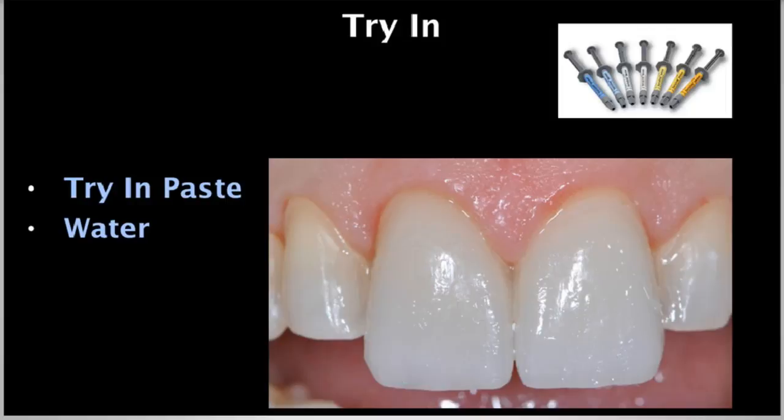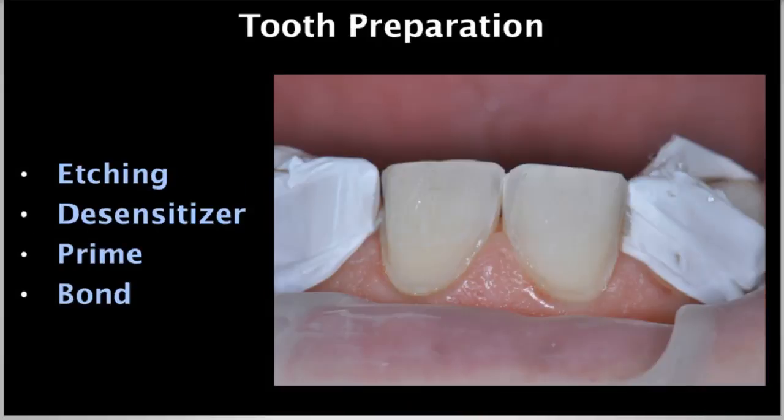I strongly recommend some sort of try-in paste, a translucent try-in paste, or they do come in colors if you want to do a little value shifting. What the different colors of cement do is they alter the value, so they increase or decrease the value. They don't do anything to the chroma or the hue of the final restoration, but they can alter the value. So we're going to try these in not just to make sure they fit and that the margins are sealed, but so that we know aesthetically what this restoration is going to look like.